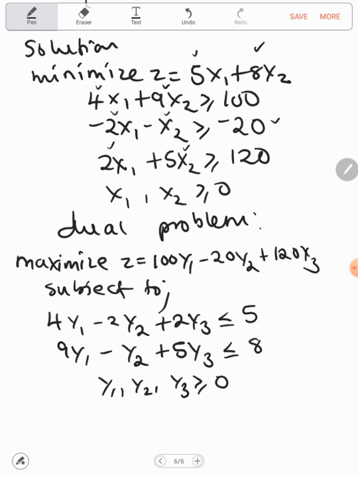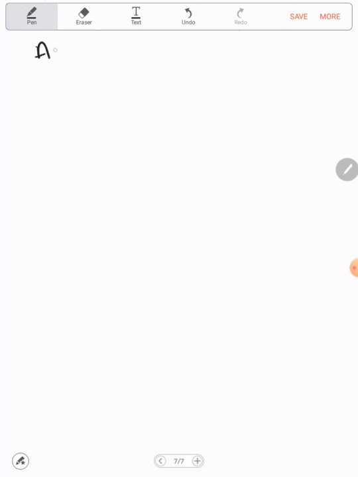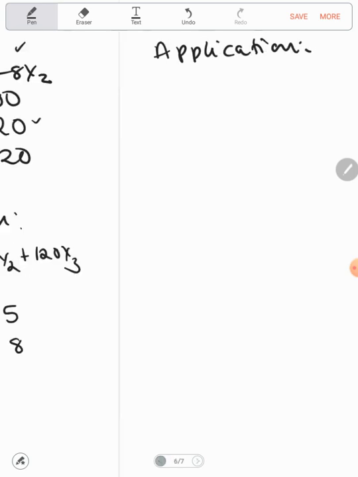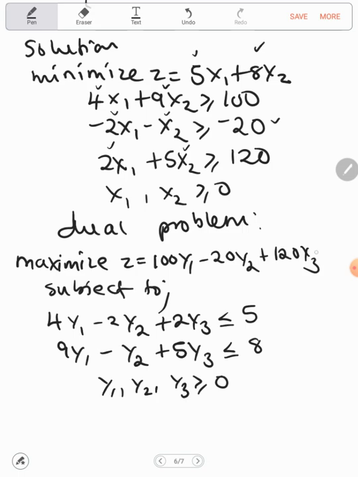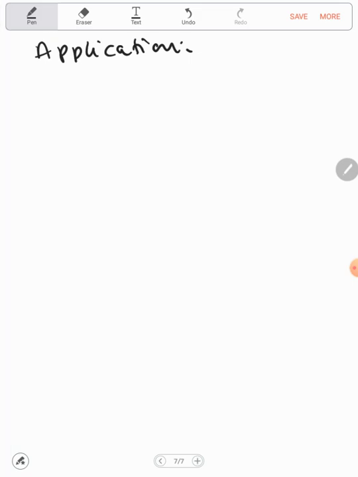So we can now go to application. How do you apply the dual problems? Application of dual problems. You can see that here when you have a lot of constraints, there are 3 constraints, and then in the dual problem the constraints have reduced to 2. So this is the importance of forming the dual problem. It helps you when you come to solving using the simplex method.